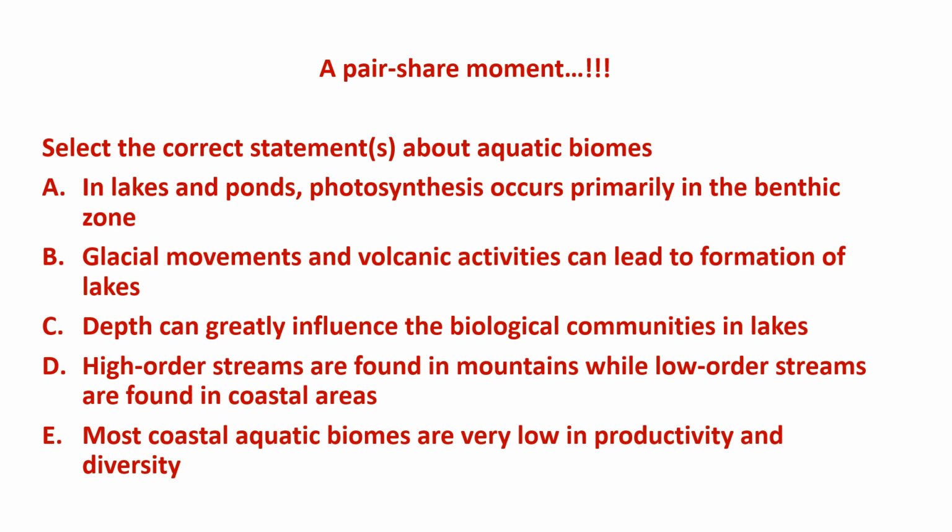So the first option, in lakes and ponds, photosynthesis occurs primarily in the benthic zone. We know that's not true because in lakes and ponds, photosynthesis is limited to the surface zone, the euphotic zone, and the littoral zone. Right, the benthic zone is too deep, too cold, and too deep for sunlight to penetrate, and hence photosynthesis is unlikely to occur in the benthic zone. So option A is wrong.